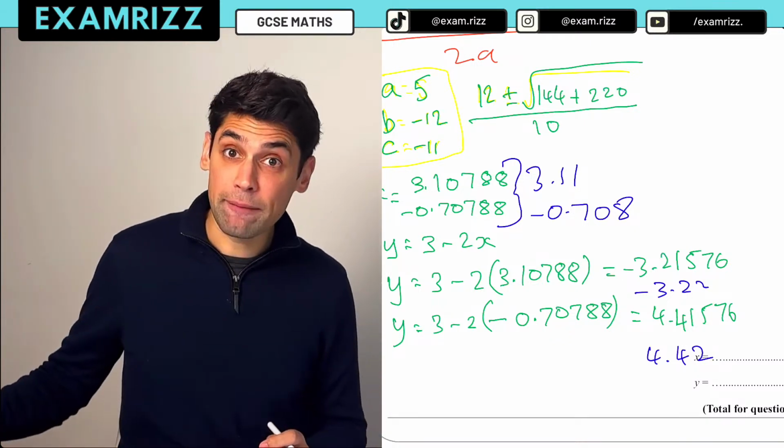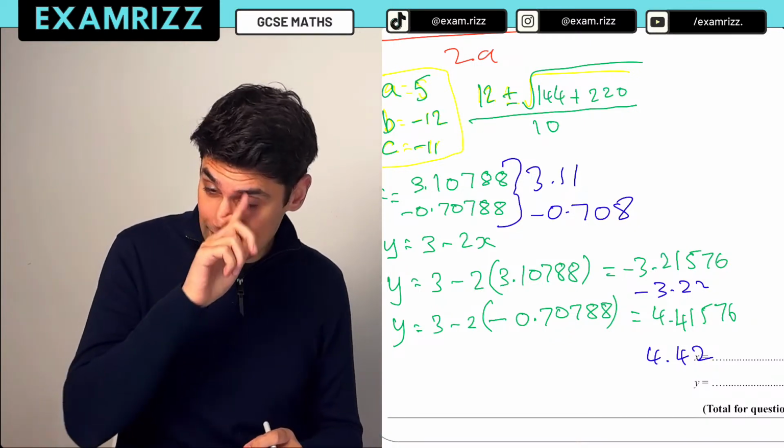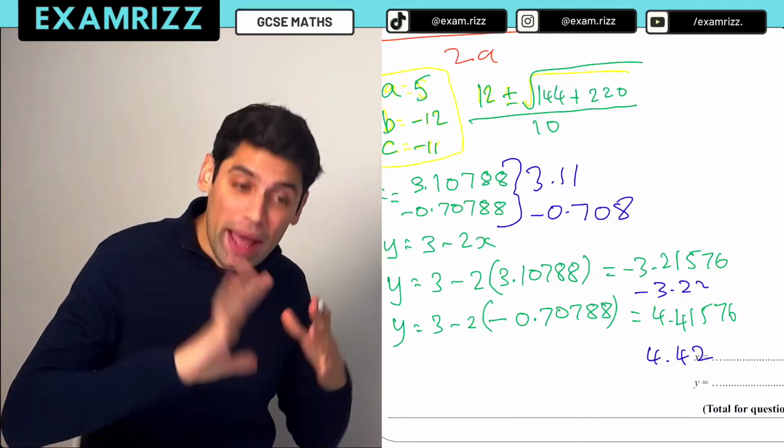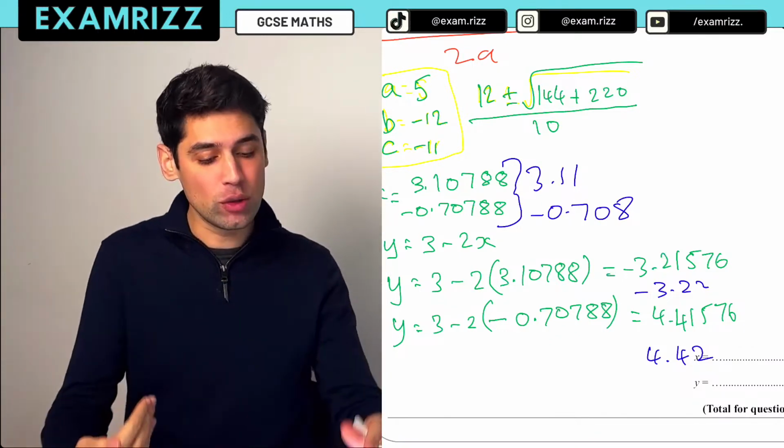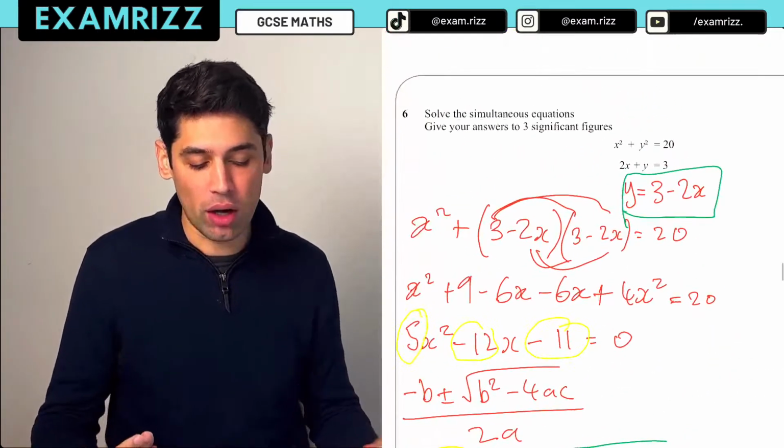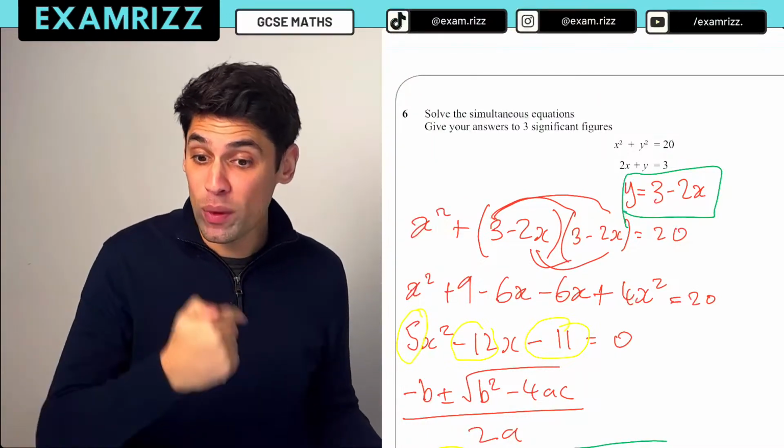So do not forget that the quadratic formula exists, and the way the question hints to us to use it is by telling us to leave our answer to 3 significant figures. That's always the hint.